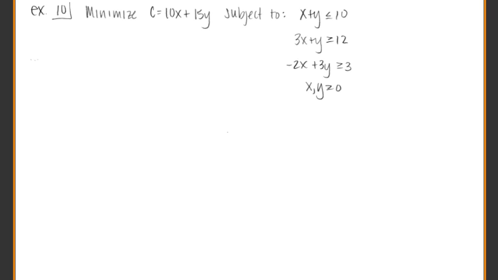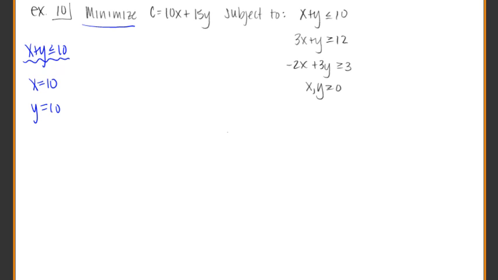It looks like here with example 10, first thing I see is minimize. So this time we're going to look for a low value. So we're going to minimize this equation subject to, wow, we've got a lot of inequalities going on here. So let's start out just like before. So this first one right here, if I take away the y variable, you'll get x equals 10. And then if I take away the x variable, you'll get y equals 10.